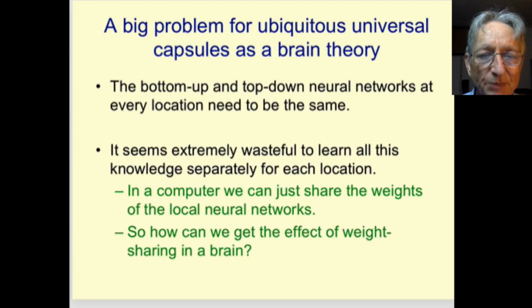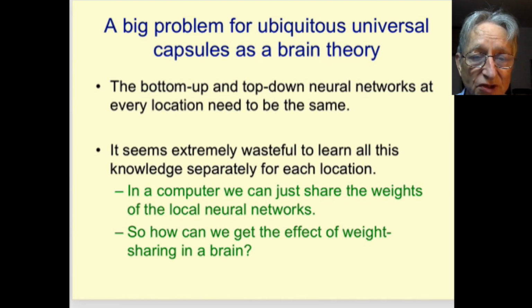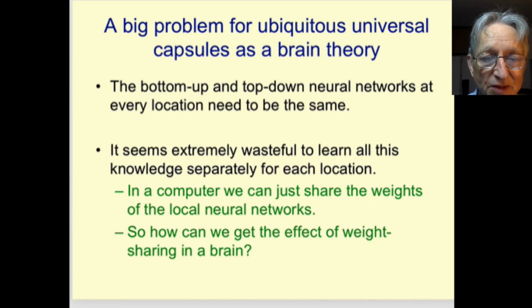Now, a big problem for this theory, there's lots of other big problems, but a big problem for this theory is that the bottom-up and top-down neural networks need to be the same at every location. Because now we're making the capsules universal, and you want the same universal capsules everywhere. You want them to be ubiquitous. That's fine in a computer. It's great in a computer because you can fetch the weights of one of these networks from memory once and then use it in all these different locations. It's convolutional. But it seems extremely wasteful in a brain.